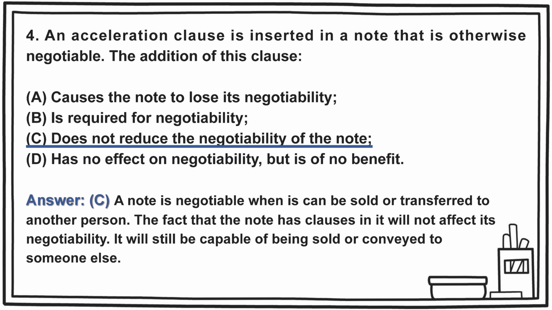Answer C. A note is negotiable when it can be sold or transferred to another person. The fact that the note has clauses in it will not affect its negotiability. It will still be capable of being sold or conveyed to someone else.